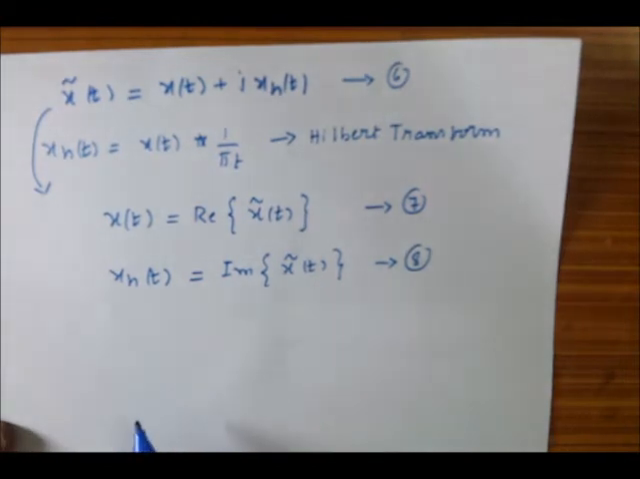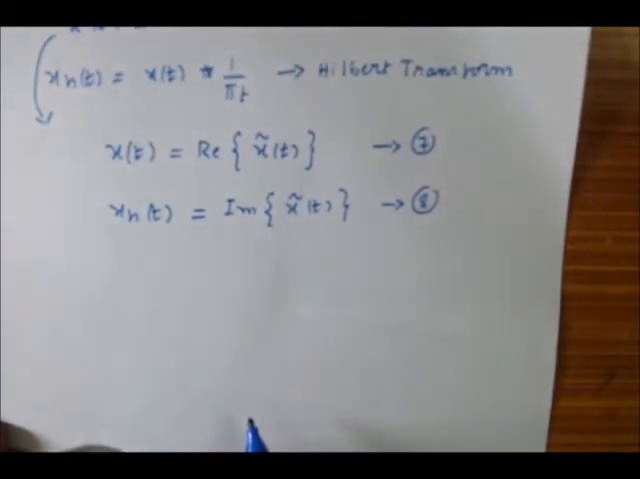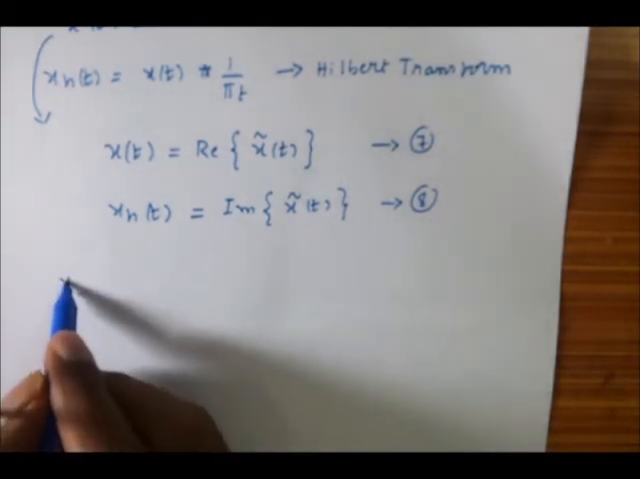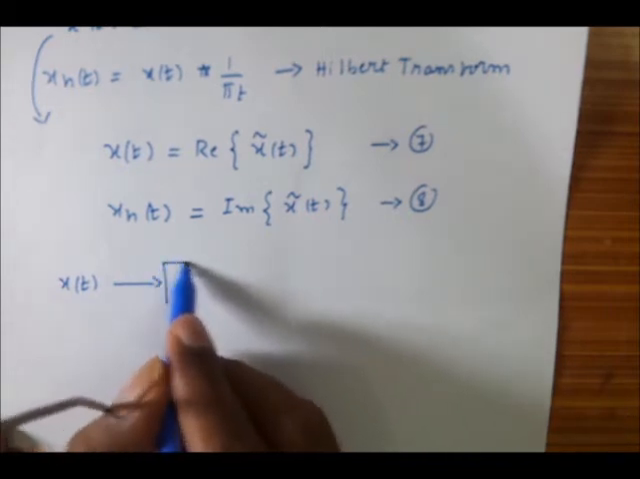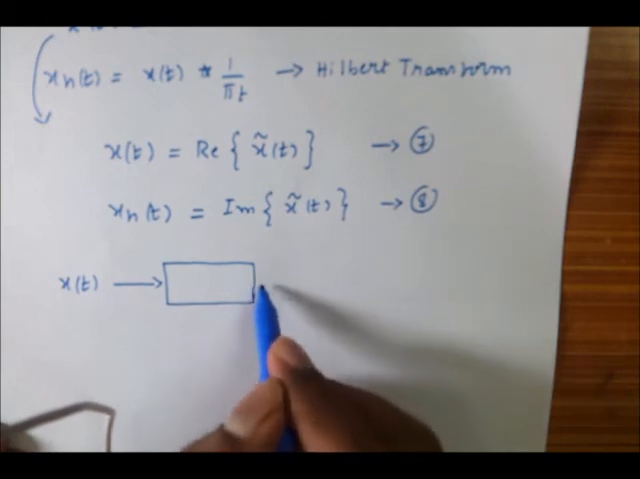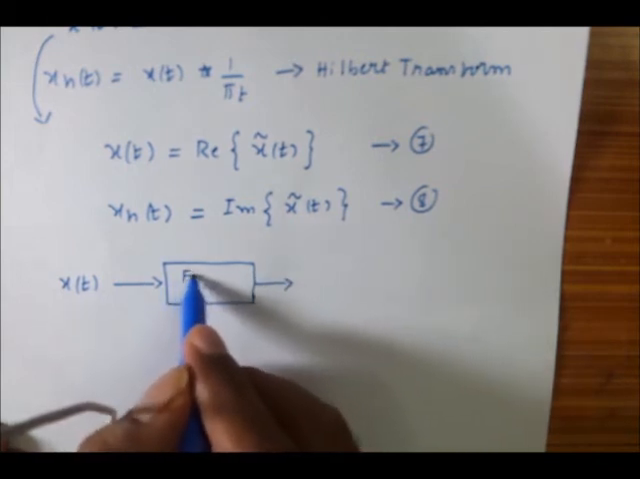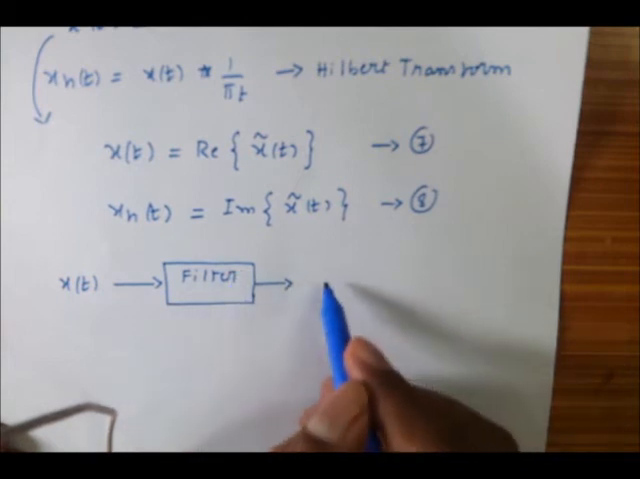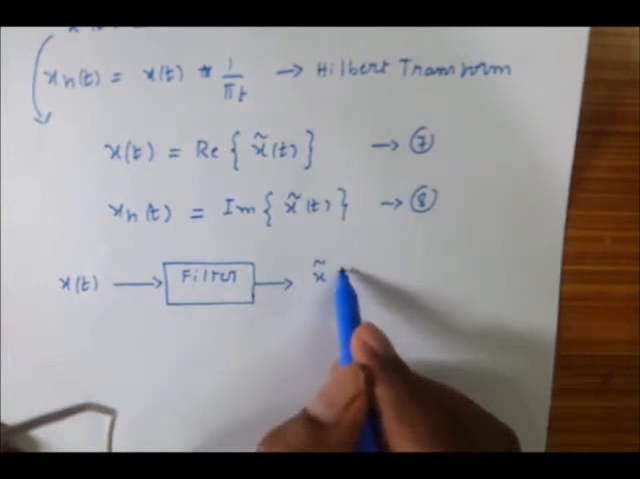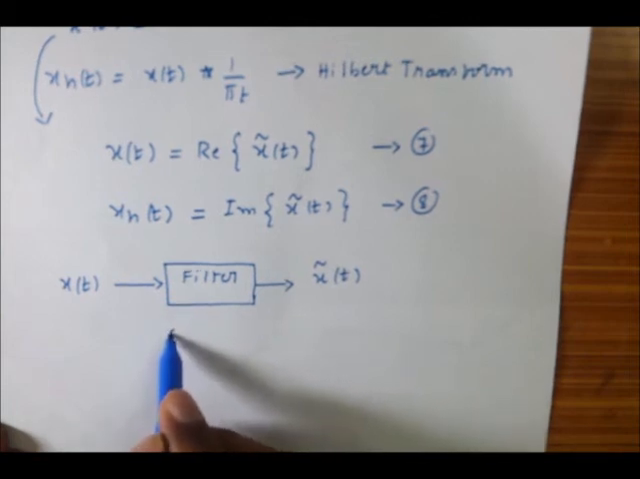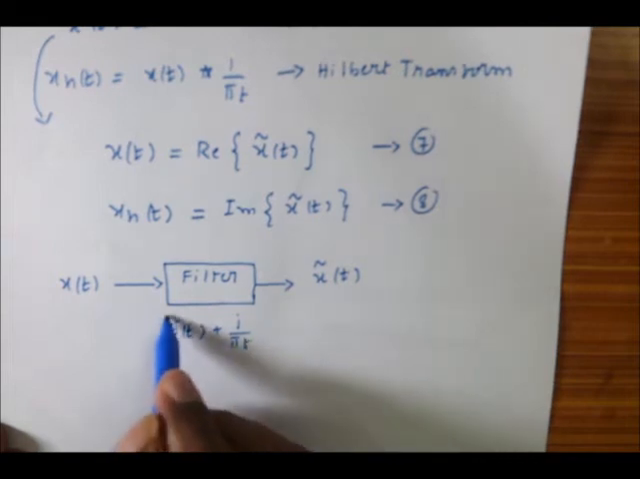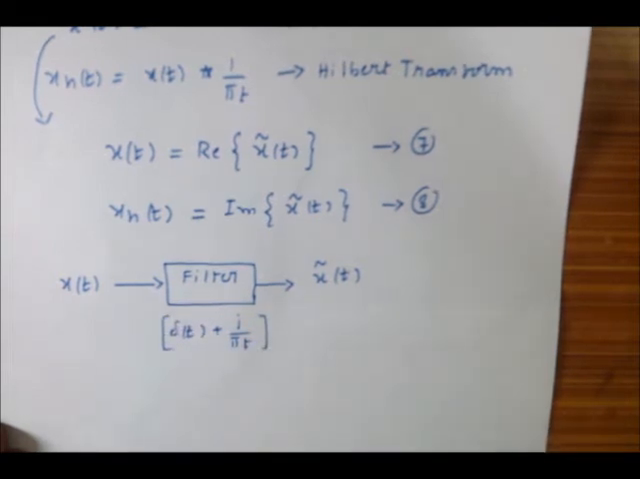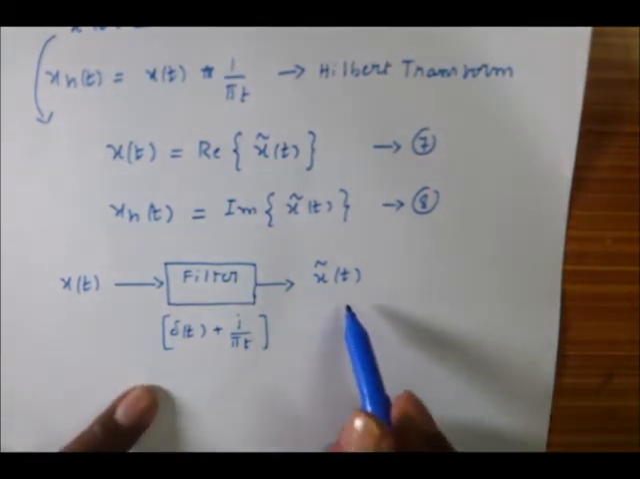So if you have a signal x of t, how do you get its analytical signal? You can see this as the original signal x of t passed through some filter to get what is called the analytical signal x tilde of t. So what will be the impulse response of this filter? It will be delta of t plus j by pi t. If you pass a signal x of t through this filter, then you will get the corresponding analytical signal.